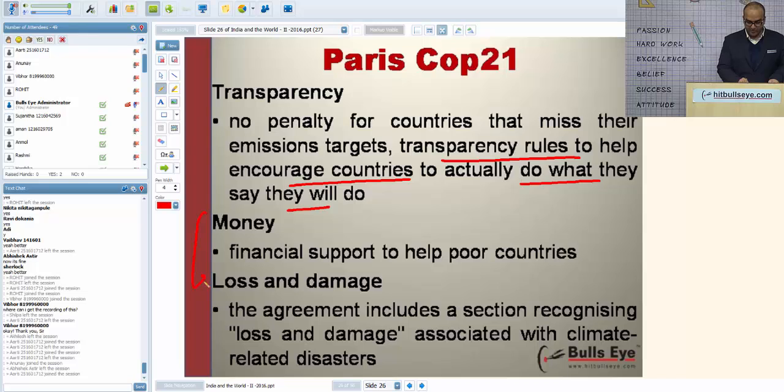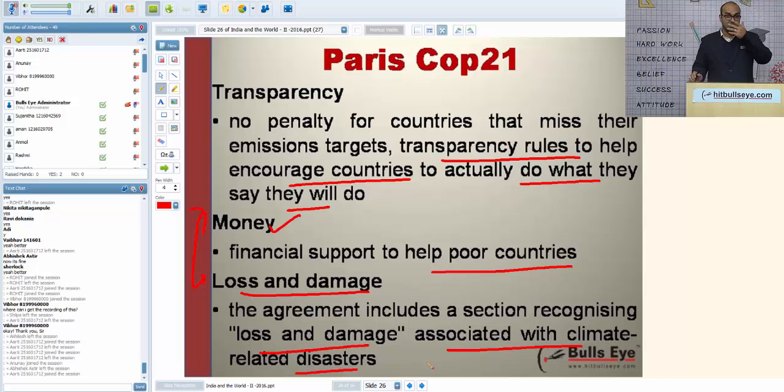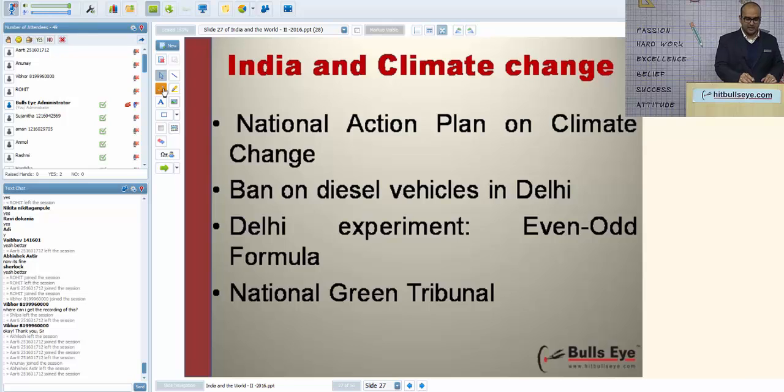Two important aspects that came out of it were related to financial support to help poor countries and also the recognition of loss and damage associated with climate related disasters. It was the first time that the developed world formally agreed that poorer countries are more vulnerable to disasters related to climate change. For example, if there is a drought in USA, the damage will not be so high as compared to a drought in a poor country like Sudan. So due to the greater damage that climate change causes in poorer countries, the developed countries have agreed to provide financial support.